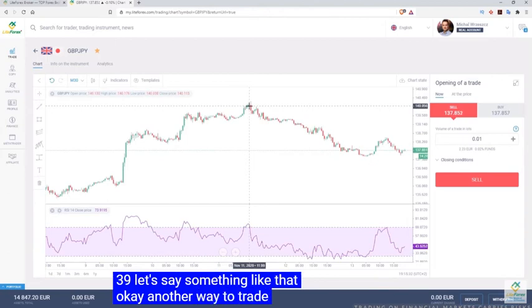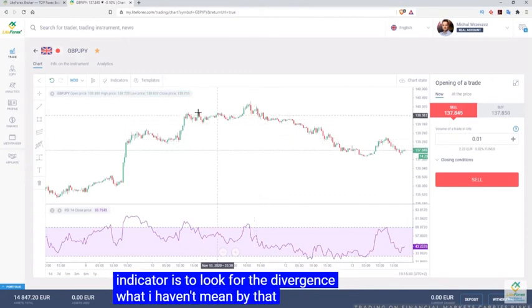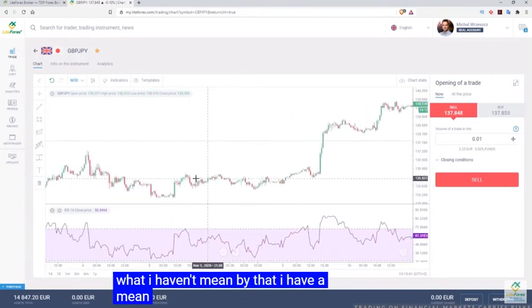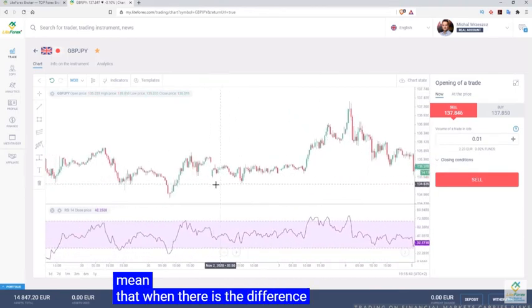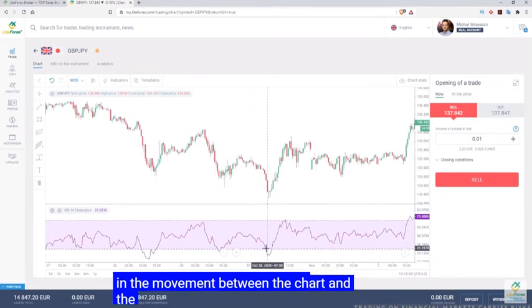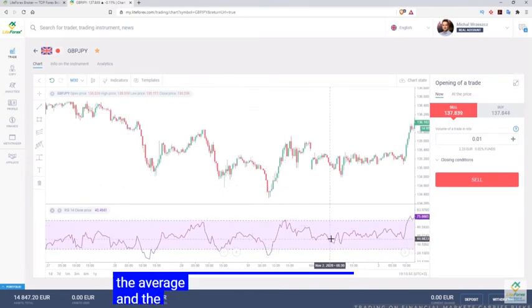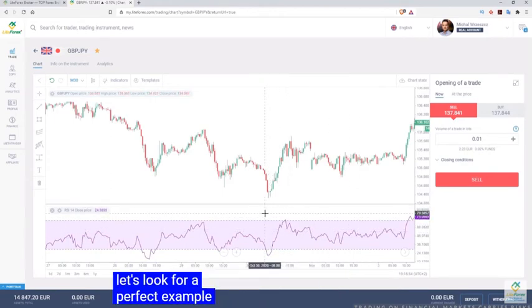Okay, another way to trade with this indicator is to look for the divergence. What I mean by that is when there is a difference in the movement between the chart and the moving average from the RSI. Let's look for a perfect example.